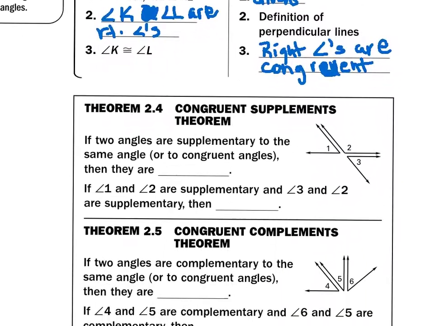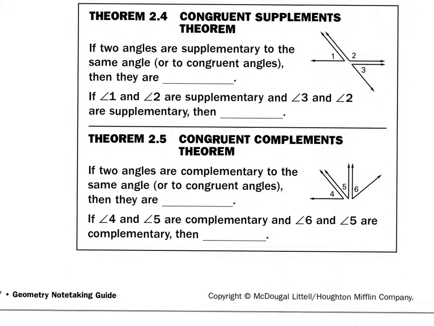Okay, theorem 2.4. If two angles are supplementary to the same angle, or to congruent angles, then they are congruent. If angle 1 and angle 2 are supplementary, and angle 3 and angle 2 are supplementary, then angle 1 is congruent to angle 3.